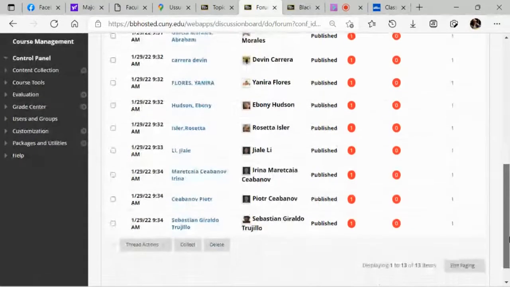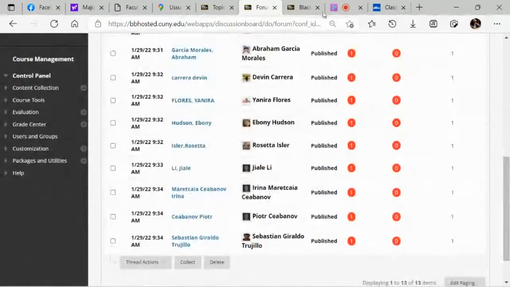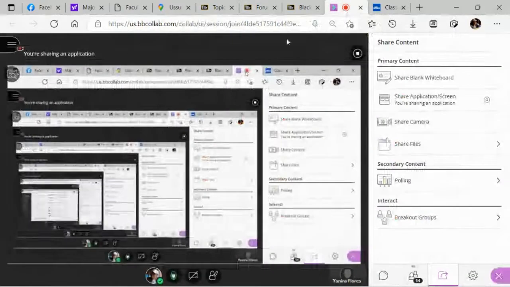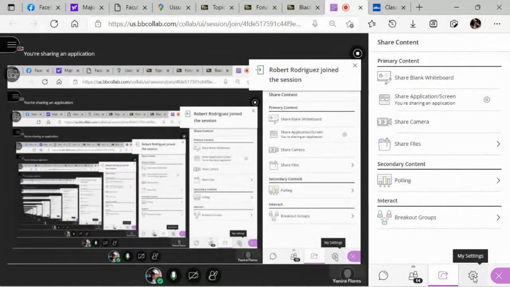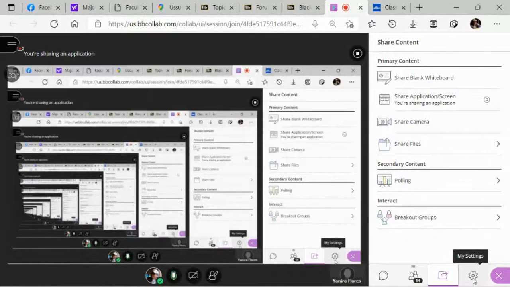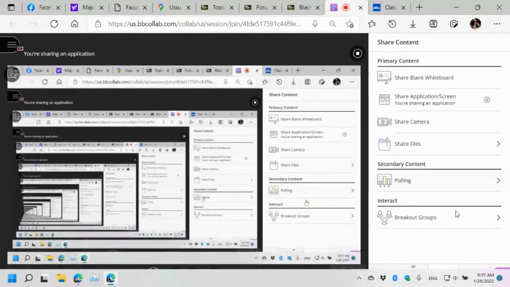I see some of you are using thumbnail or profile pictures, so I would also encourage you to use your profile pictures in the collaborate session. Some may ask, how do I do that? You can see this gear icon. That's my settings, and you can press that and upload your profile picture there. So please try that out.